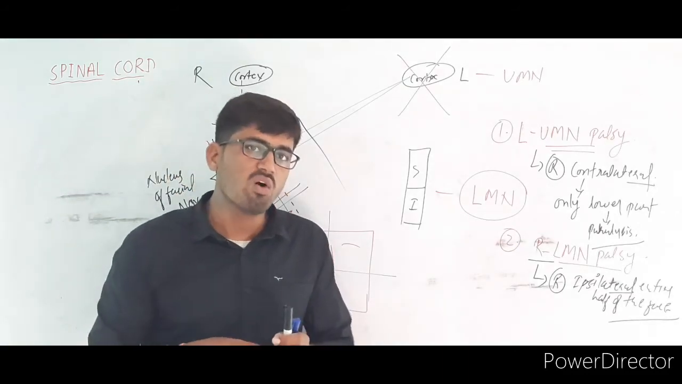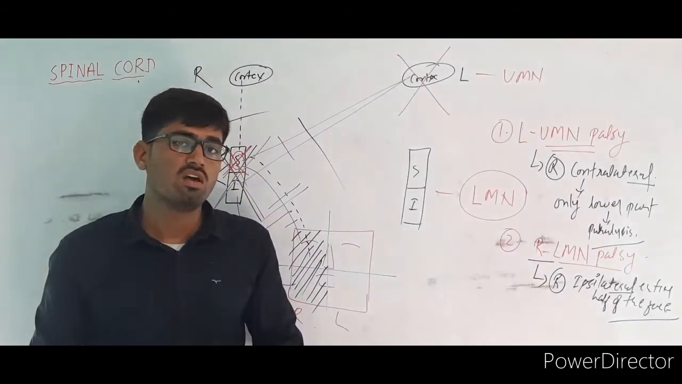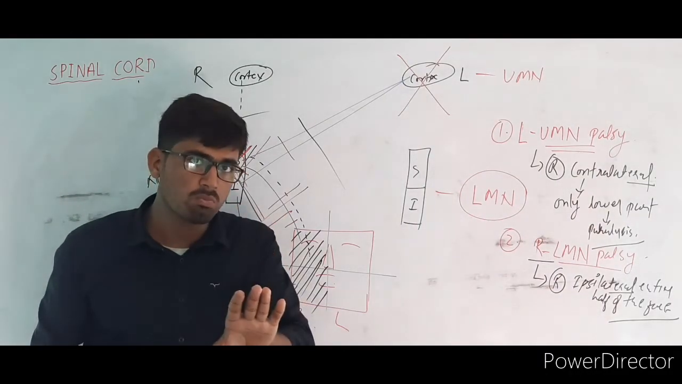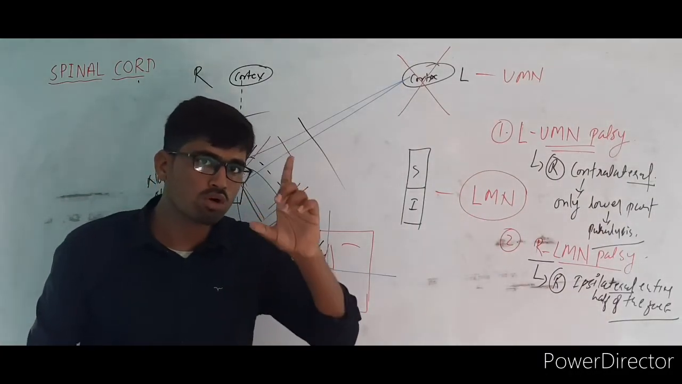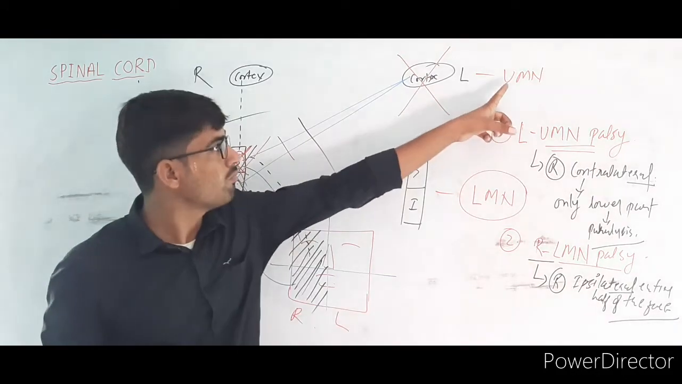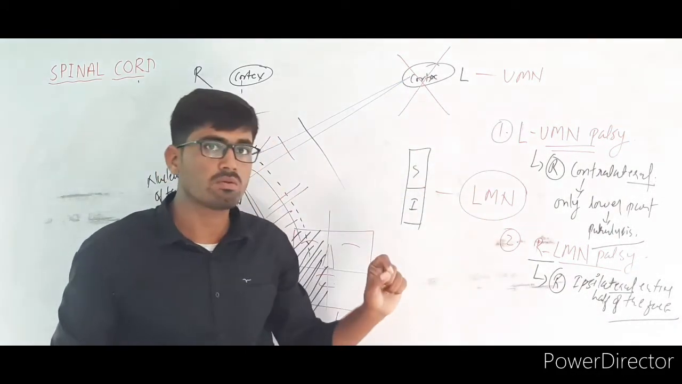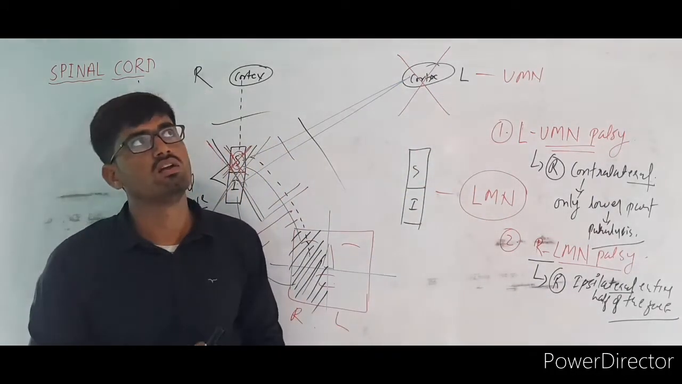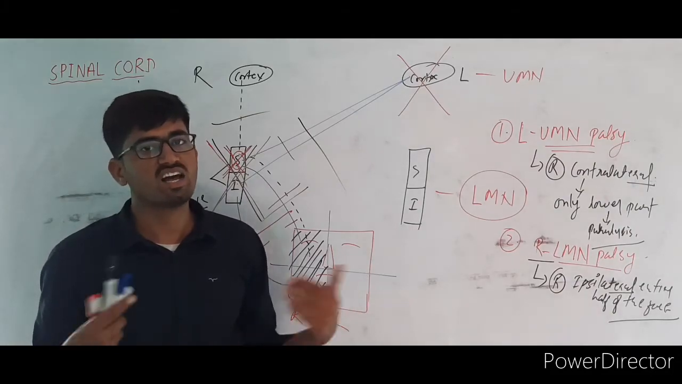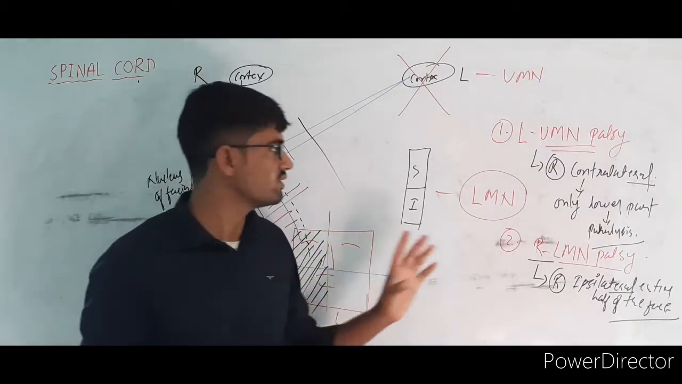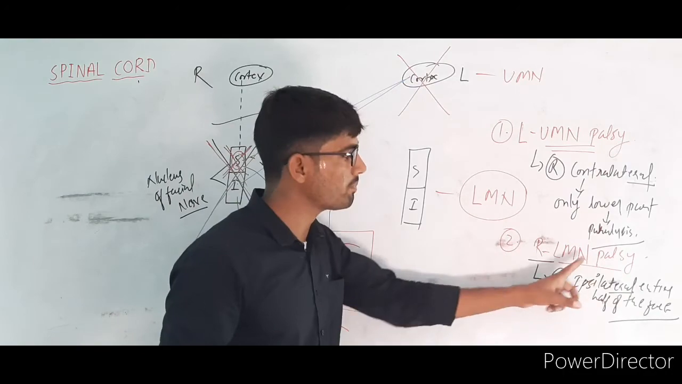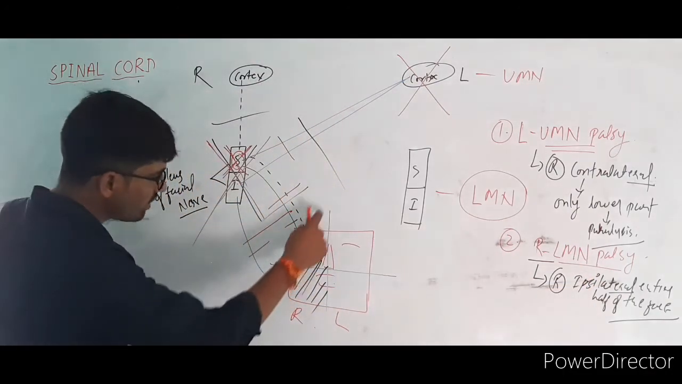okay, paralysis of the facial nerve, the examiner will tell you, stop, tell me whether it is upper motor neuron palsy or lower motor neuron palsy. After that you will think and you will rectify. If you are hesitating, you can't give the correct answer. See here, lower motor neuron palsy, and that is why this entire half is affected.